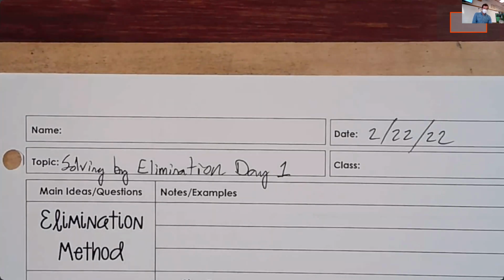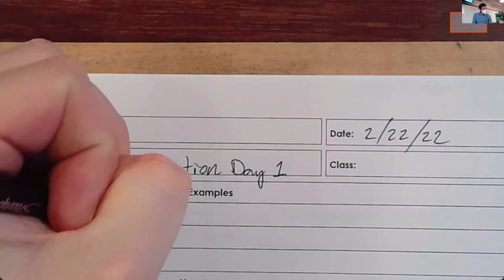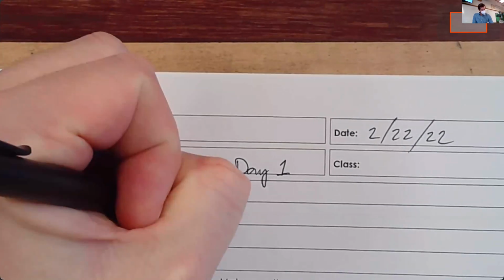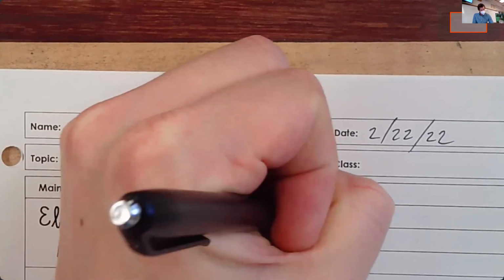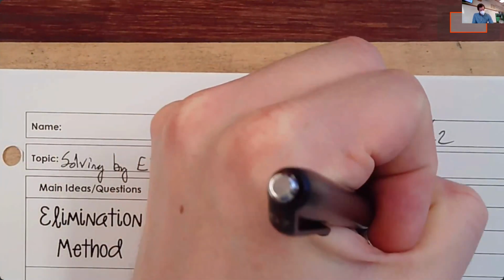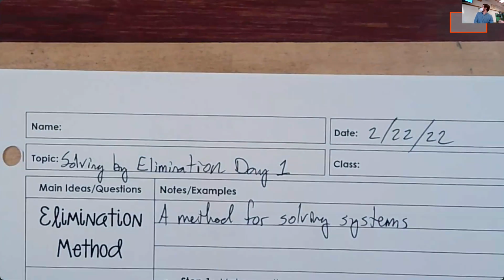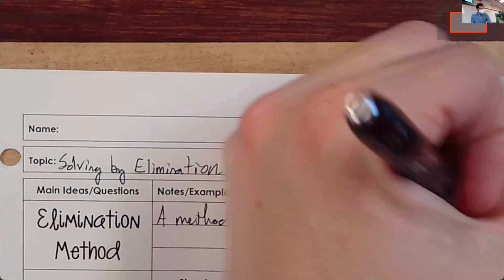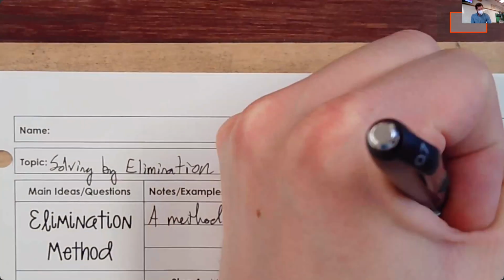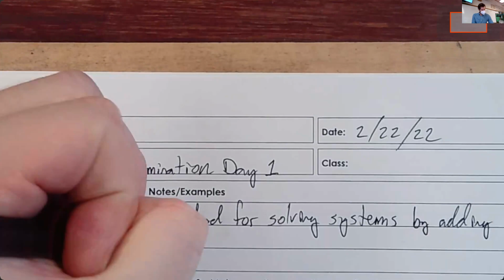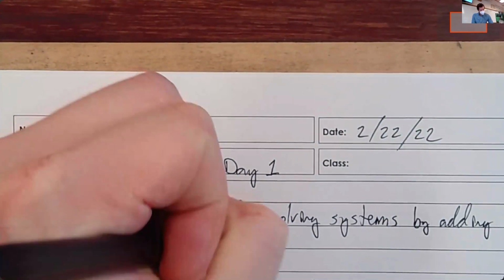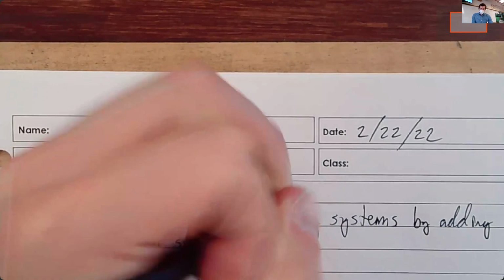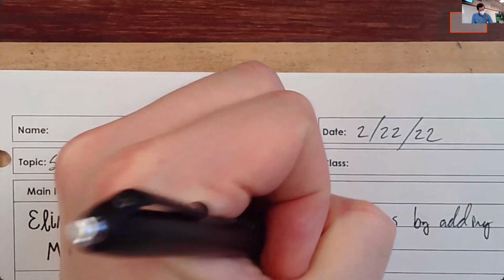So the elimination method is, let's go ahead and write this down, a method for solving systems. And remember that our definition of a system of equations was just solving for two variables in two equations. That's what a system is to us. And we're going to be solving these systems by adding or subtracting to eliminate a variable.